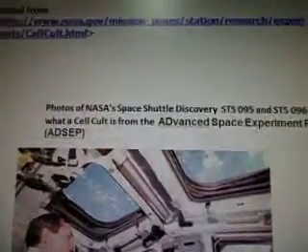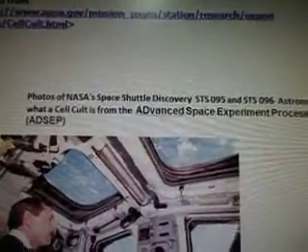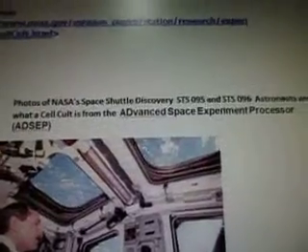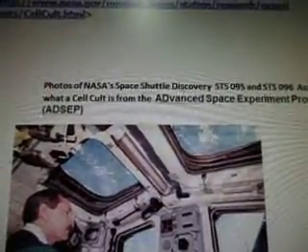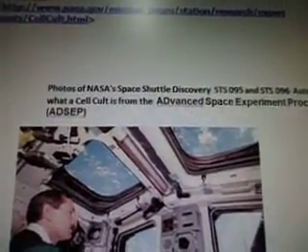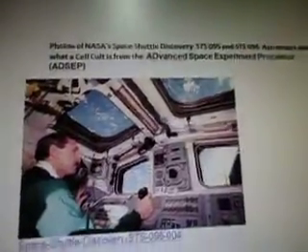Now this is photos of NASA Space Shuttle Discovery STS-095 and 096 astronauts and what a cell cult is from the Advanced Space Experiment Processor. And I just screwed that up. Sorry. Let's go back here. Try not to use the mouse too much because it's hurting my arm.